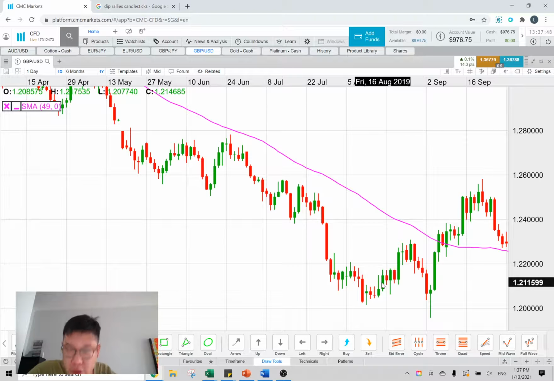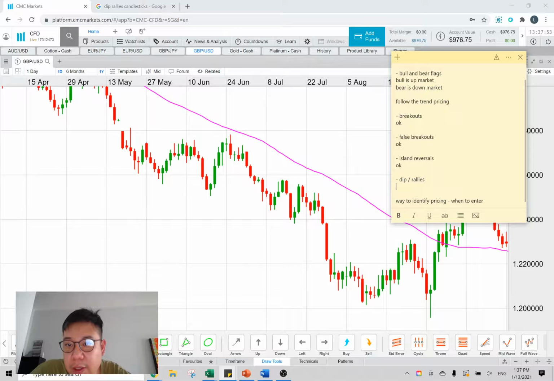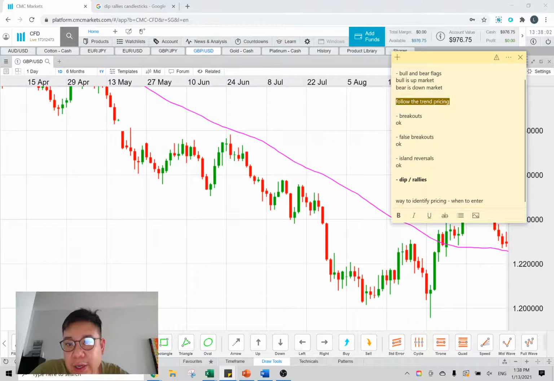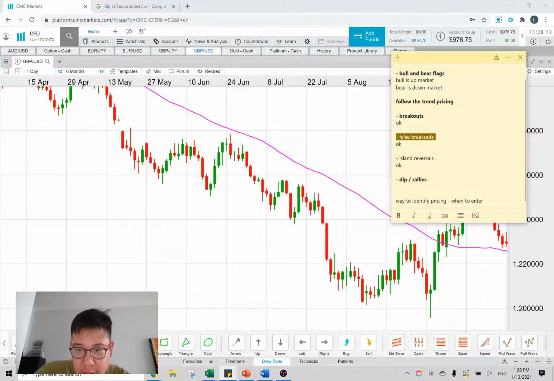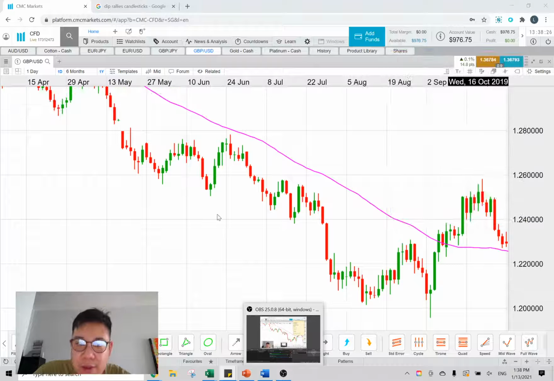I just wanted to share these with you, and you can actually use them. I use them quite a lot, especially dips and rallies. Island reversals, I seldom see them. We always follow the trend, which is this line, and then breakouts. There'll be more tools that I'll be sharing with you. Flags also, I use them a lot. False breakouts, most of the time I don't really use that much, but I could use them along the way. So this is the few for candlesticks. All right, bye bye.